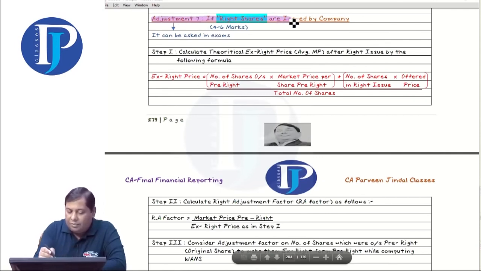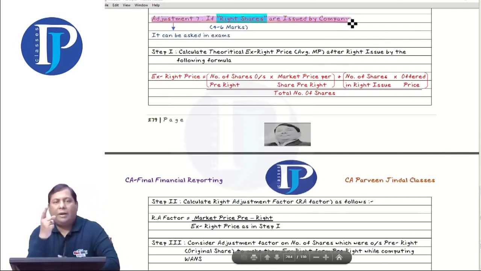Then we studied adjustment number 7. First adjustment, buyback. Second was bonus shares. Third was partly paid up, and fourth was different dividend rights. Fifth was business acquisition.